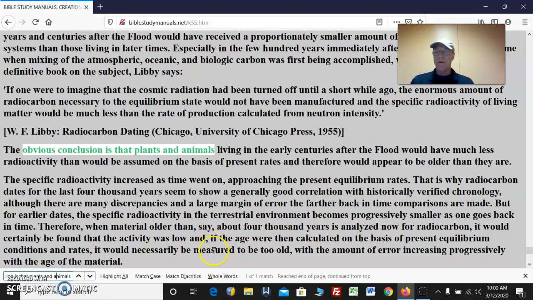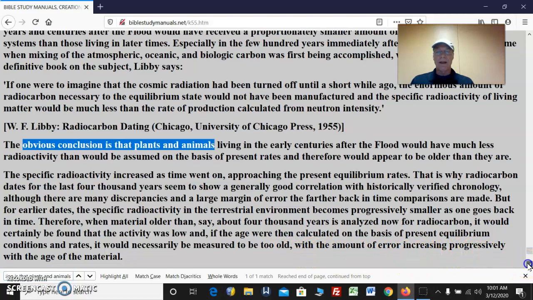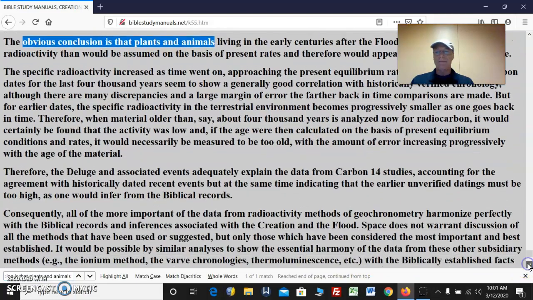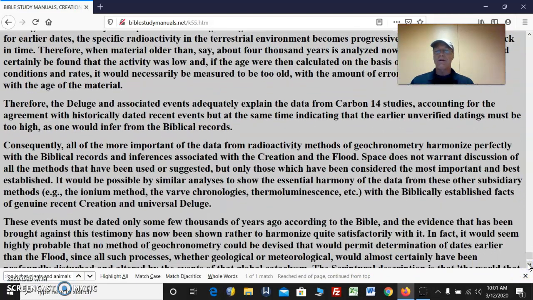Therefore, when material older than, say, about 4,000 years is analyzed now for radiocarbon, it would certainly be found that the activity was low, and if the age were then calculated on the basis of present equilibrium conditions and rates, it would necessarily be measured to be too old, with the amount of error increasing progressively with the age of the material. It's not a reliable method, because you presume uniformitarianism, and you can't presume that because you weren't there. You go back 3, 4, 5,000 years and you find out that things were quite different, especially before the flood.